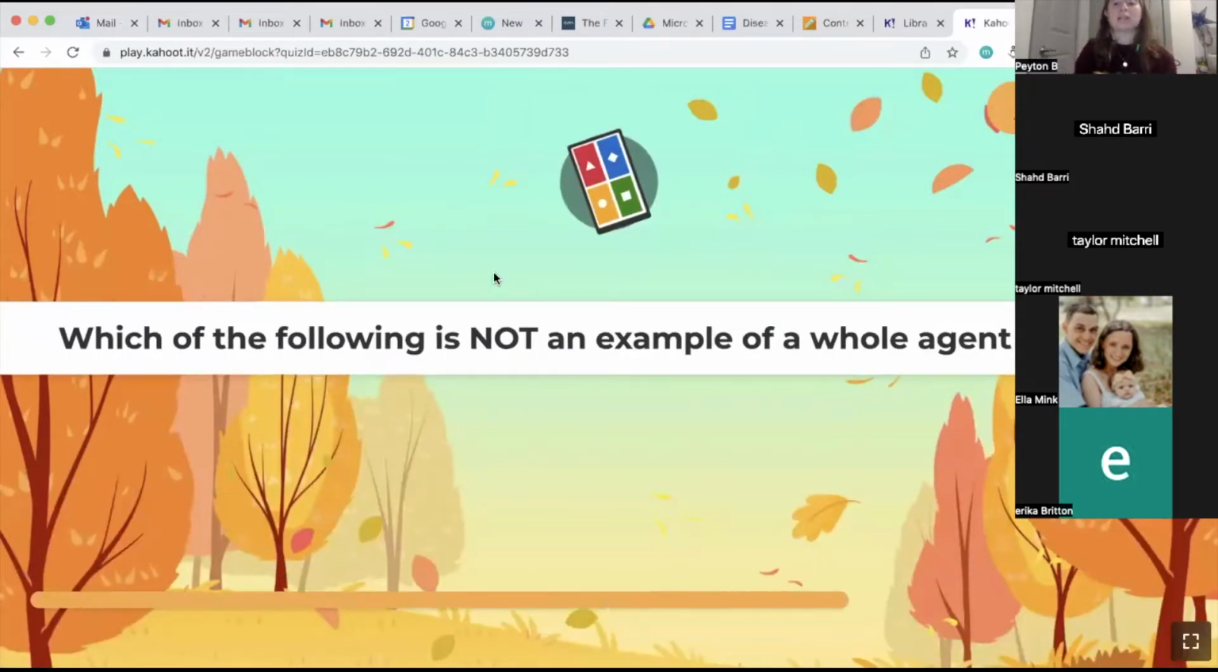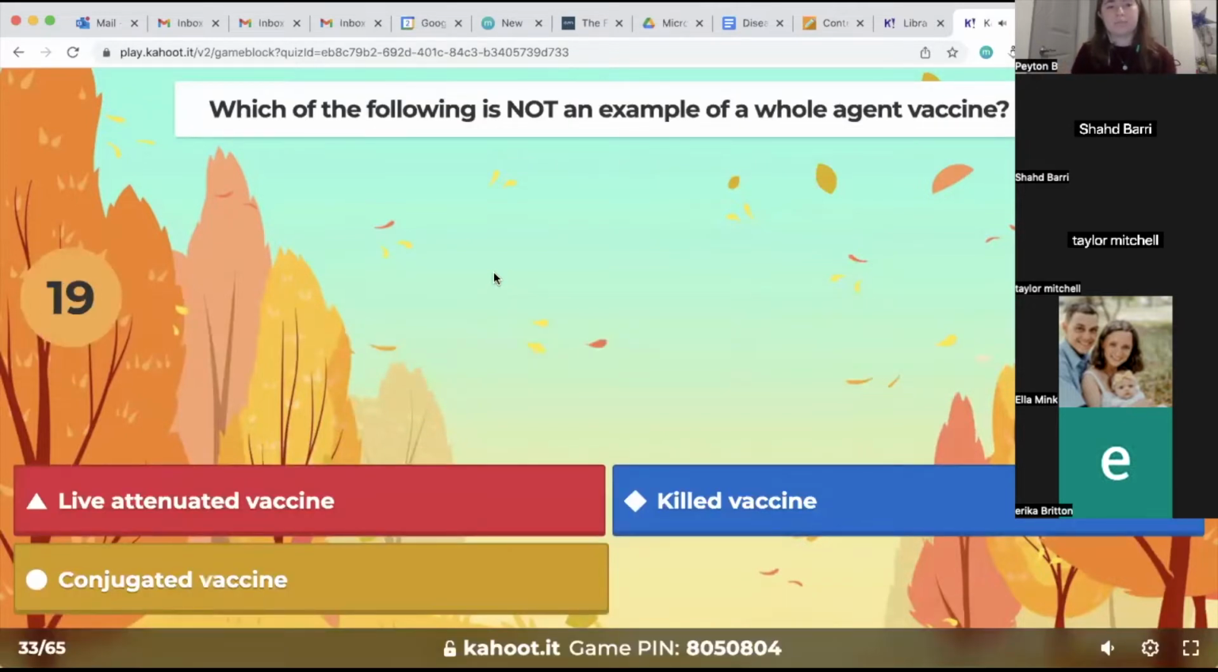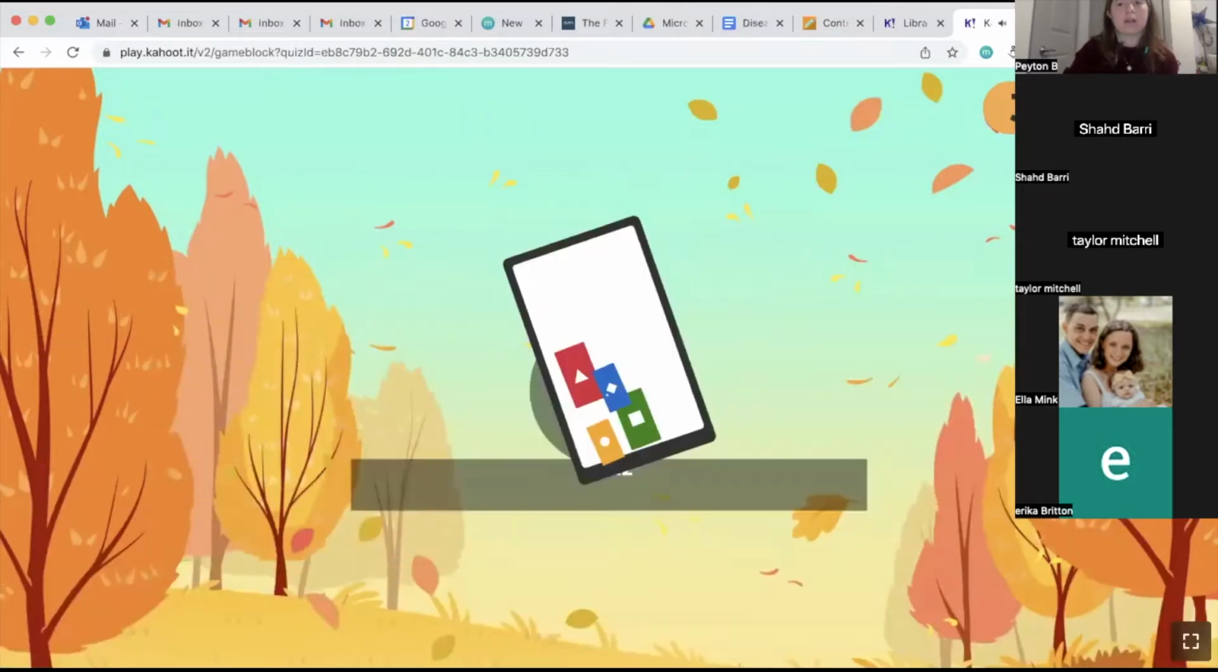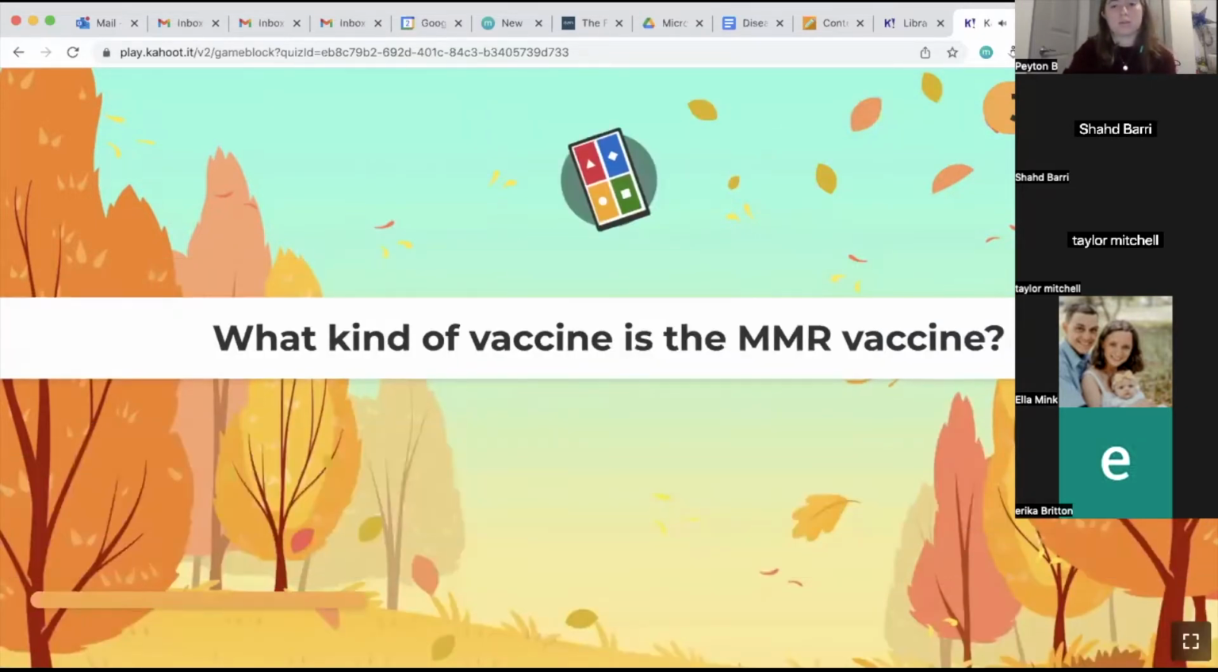Which of the following is not an example of a whole agent vaccine? Conjugated vaccine, yes. Both killed and live attenuated vaccines are whole agent vaccines. Conjugated vaccines are a type of subunit vaccine.